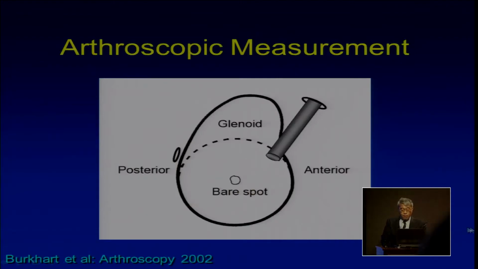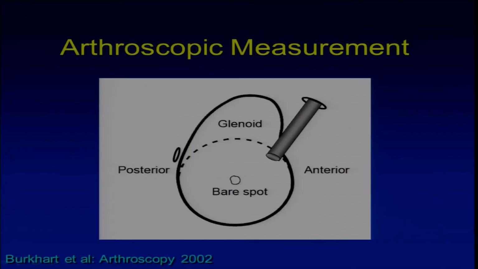On the other hand, from the clinical experience, Steve Burkhart reported that during arthroscopic examination, he used the bare spot as a landmark, and he estimated the diameter of the inscribing circle. And when the defect is 25% or greater than this glenoid width, then the outcome of arthroscopic Bankart repair was not satisfactory. So he concluded that 25% of the glenoid width was the critical size.